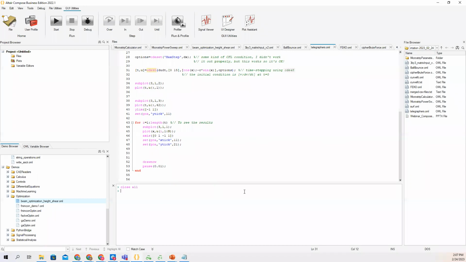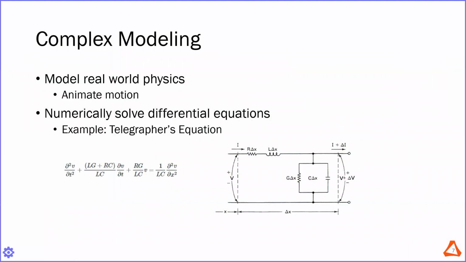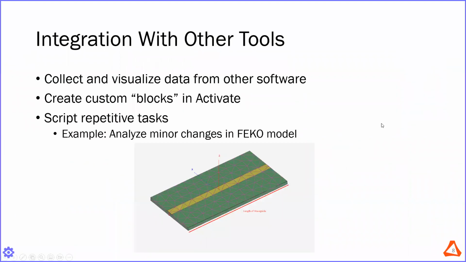With that all being said, I'll go ahead and move along to one of the last big features of Compose, which will be our integration with other tools. This is where it comes in really nice: you don't necessarily have to use Compose to generate whatever data you want to analyze. It could come from an Excel spreadsheet, it could come from another Altair product, whatever you might be interested in, and then you can actually analyze that data in Compose.